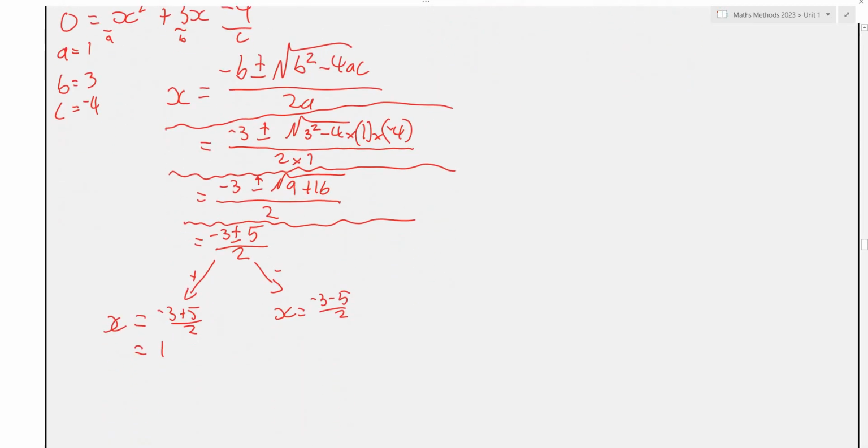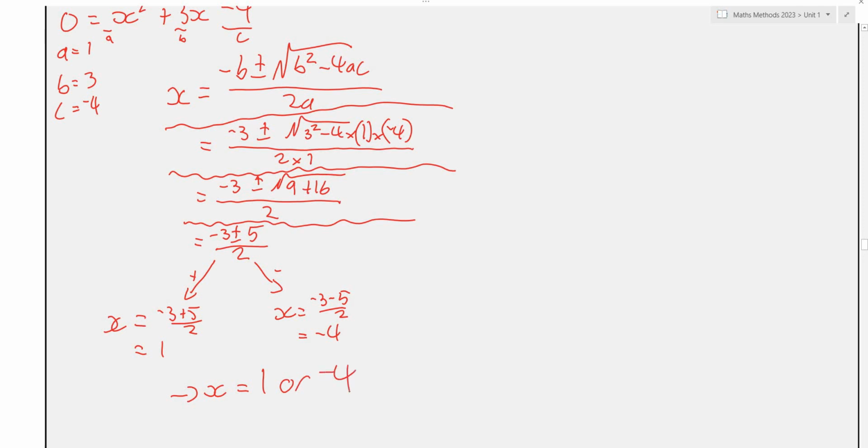So then we get to here. We found that the first answer is x equals 1. The second answer, ladies and gents, negative 3 minus 5, negative 8. Divide that by 2, negative 4. So therefore, x equals 1 or negative 4.